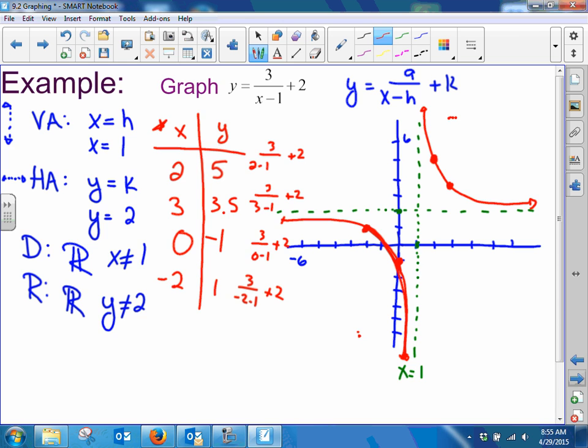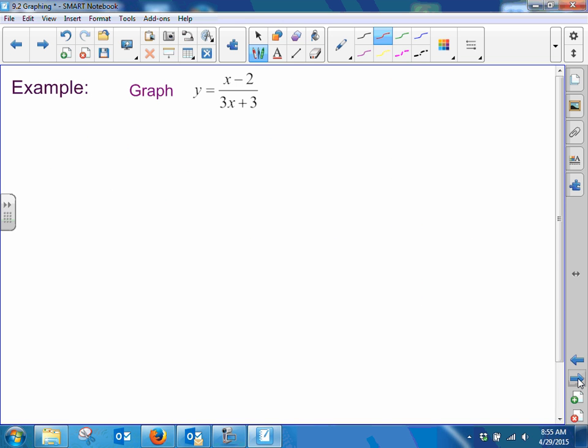Okay? Great, let's try one of the other forms. So y is equal to x minus 2 divided by 3x plus 3. Okay, so now we have those two polynomials, top and bottom. So now we go to the second form. So remember, we're going to start out nice and neat. We're going to start out with our vertical asymptote and our horizontal asymptote, and then state the domain and range.